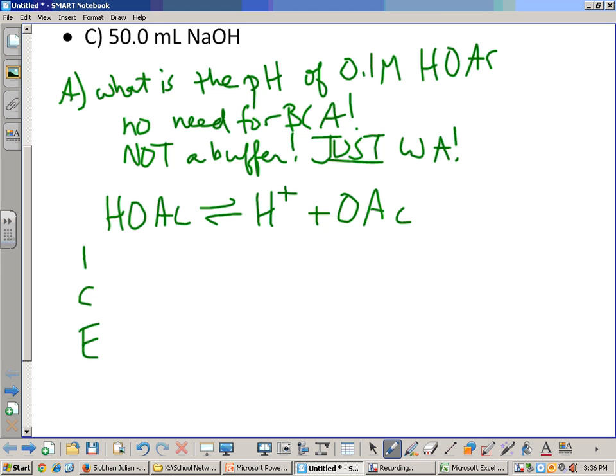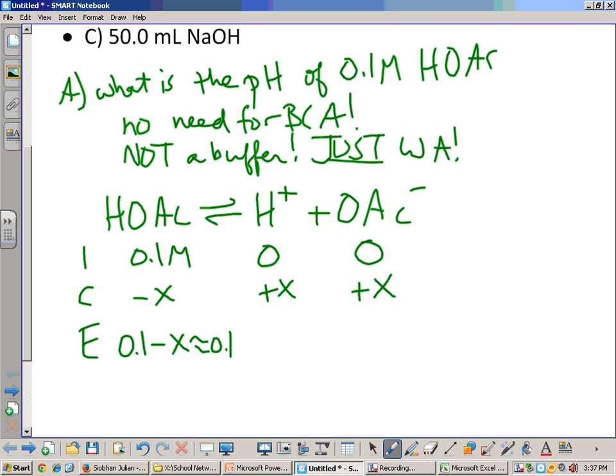It says information from the problem: we have 0.1 molar acetic acid. We are looking for information about the H plus and the acetate ion, but we're not starting with anything there. It's just 0.1 molar acetic acid, and that's it. So minus X, plus X, plus X, and then 0.1 minus X, which we're going to say is approximately 0.1. This is X and this is X.